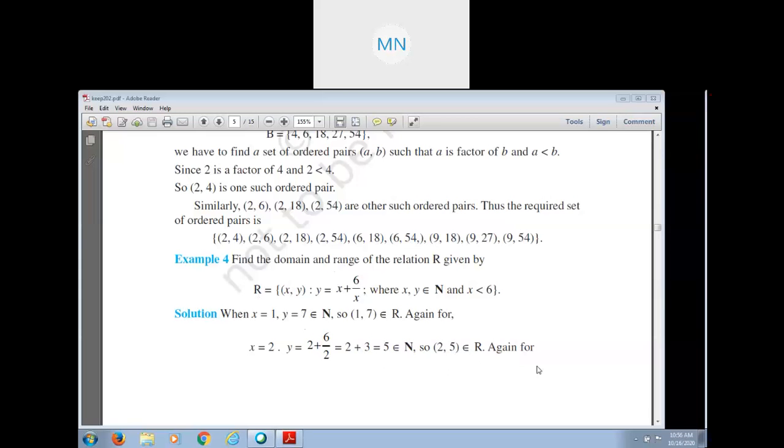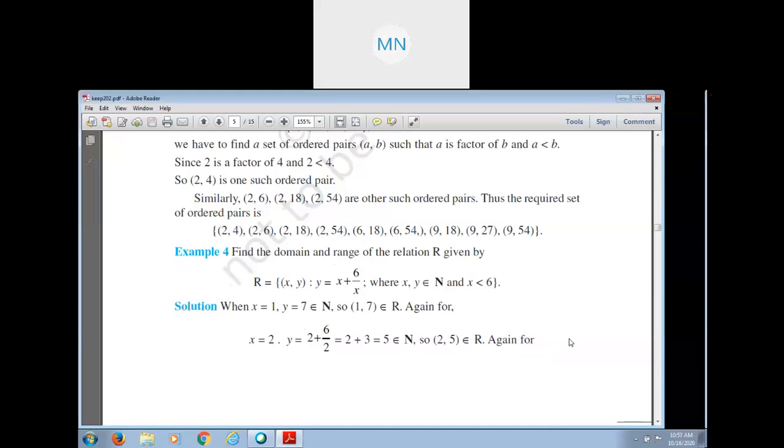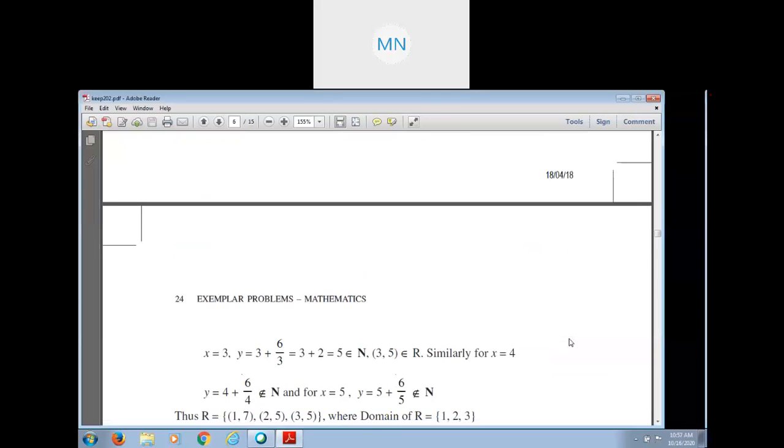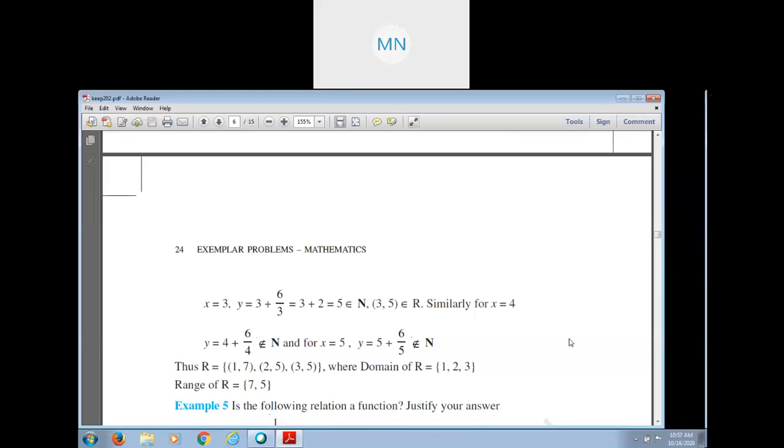Okay, is it clear? Similarly, we put x equals 3. Then y will be what? 3 plus 6 by 3, and this will also be 5. 5 belongs to N, so this ordered pair also belongs to R.